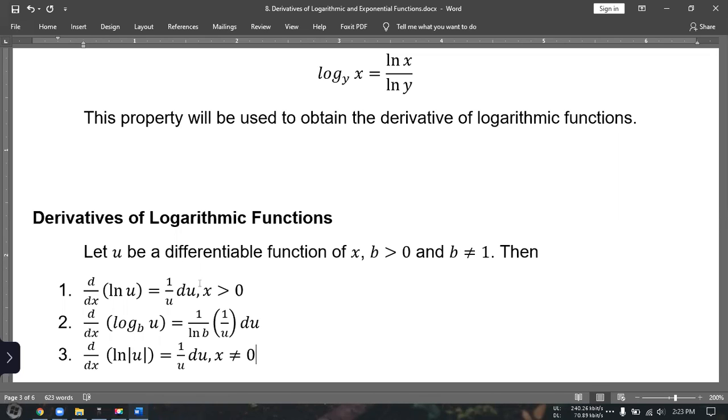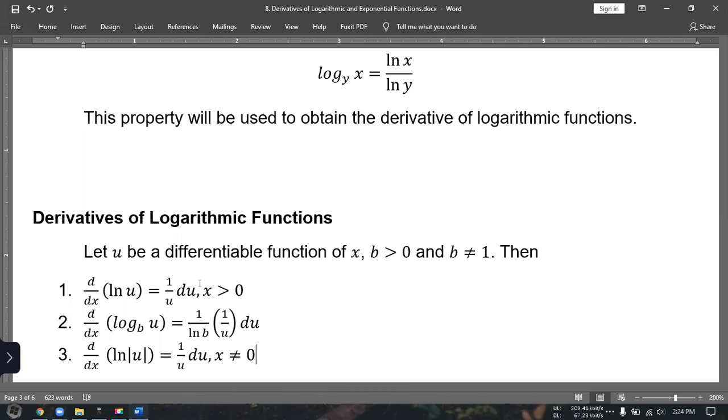So first, we have the derivative of the natural logarithm of u is equivalent to 1 over u times the derivative of u, for all x greater than 0. Second, the derivative of the logarithm of u to the base b is equal to 1 over the natural logarithm of b times 1 over u times the derivative of u. Okay, and then number 3, the derivative of the natural logarithm of the absolute value of u is equal to 1 over u du, for all x not equivalent to 0.